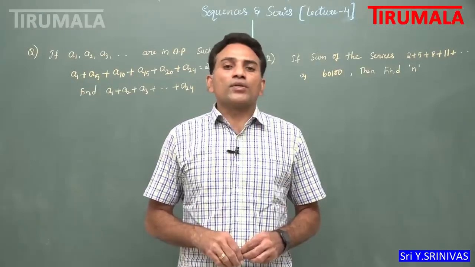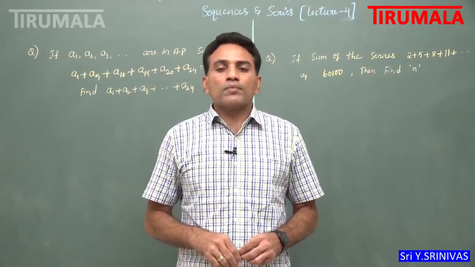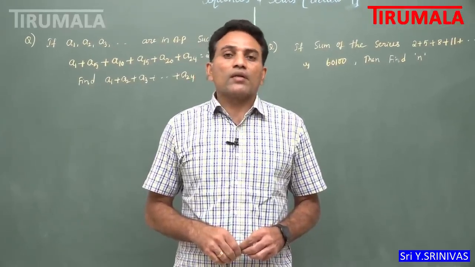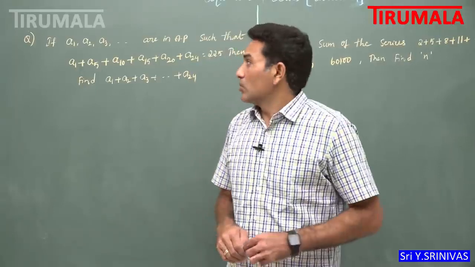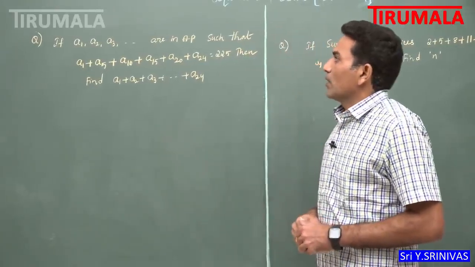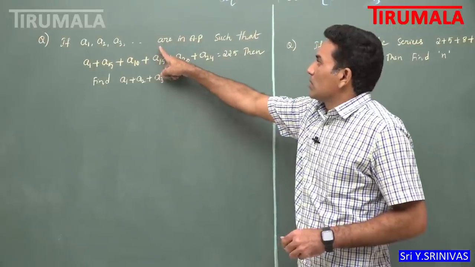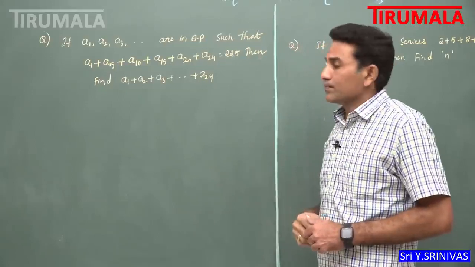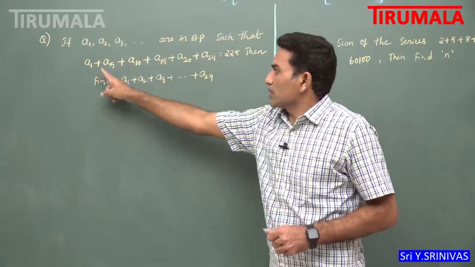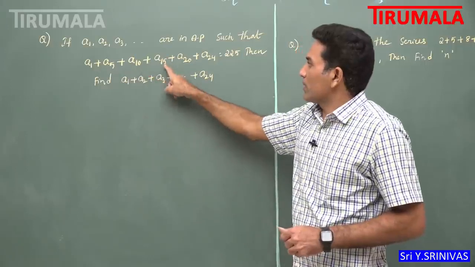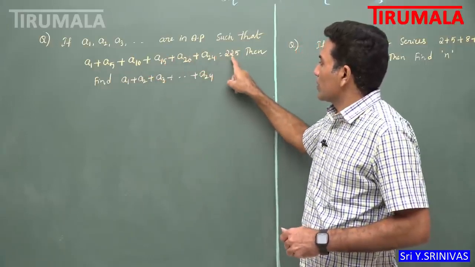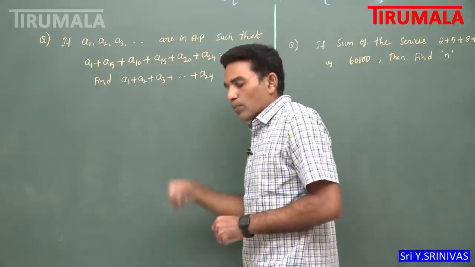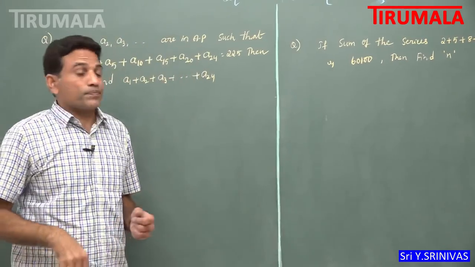Students, let us continue our session with problems based on arithmetic progression and properties based on arithmetic mean also. Now, the first question is: A1, A2, A3 and so on are terms in arithmetic progression such that A1 plus A5 plus A10 plus A15 plus A20 plus A24 is 225. Then find the sum of the series A1 plus A2 plus up to 24 terms.